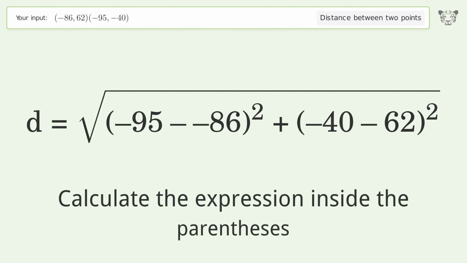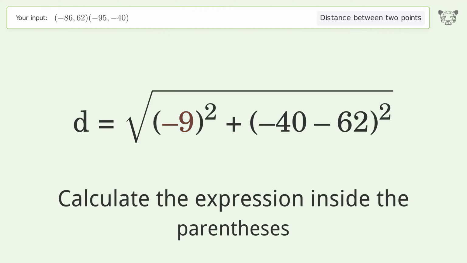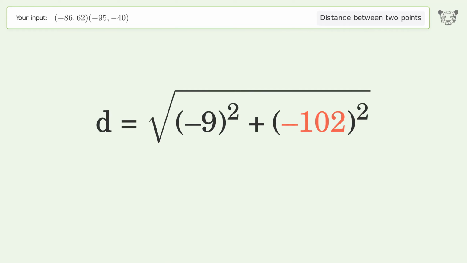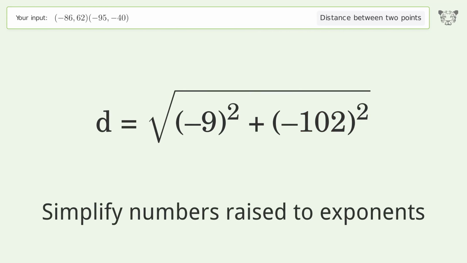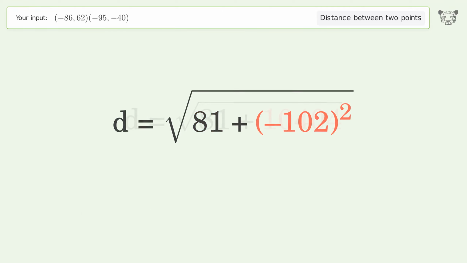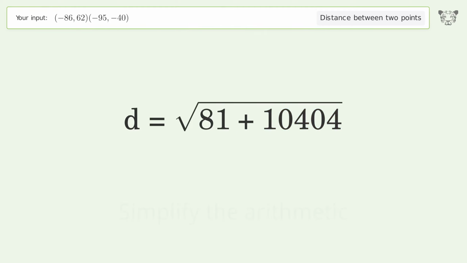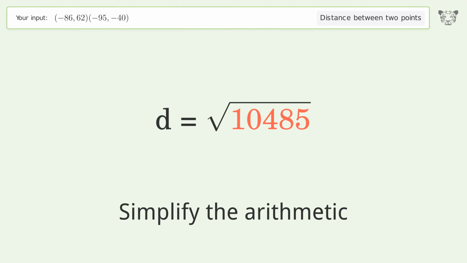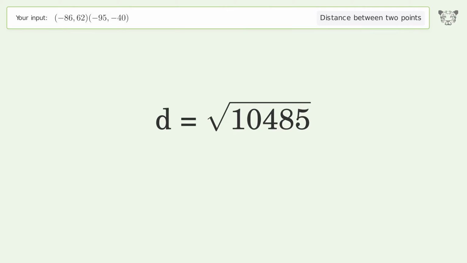Calculate the expression inside the parentheses. Simplify numbers raised to exponents. Simplify the arithmetic. And so the distance between the 2 points is the square root of 10,485 or 102.396.